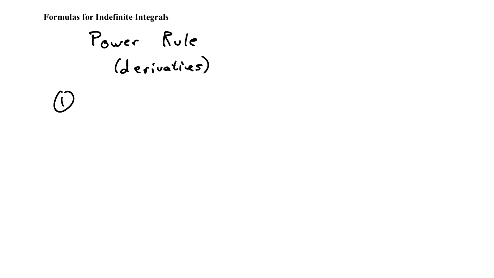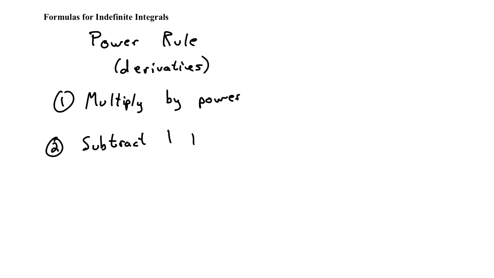The first step said we needed to multiply by the power of x, or whatever variable we're taking the derivative of. And then the second step, we would subtract 1 from the power. And we can actually establish a really similar power rule for integrals as well.